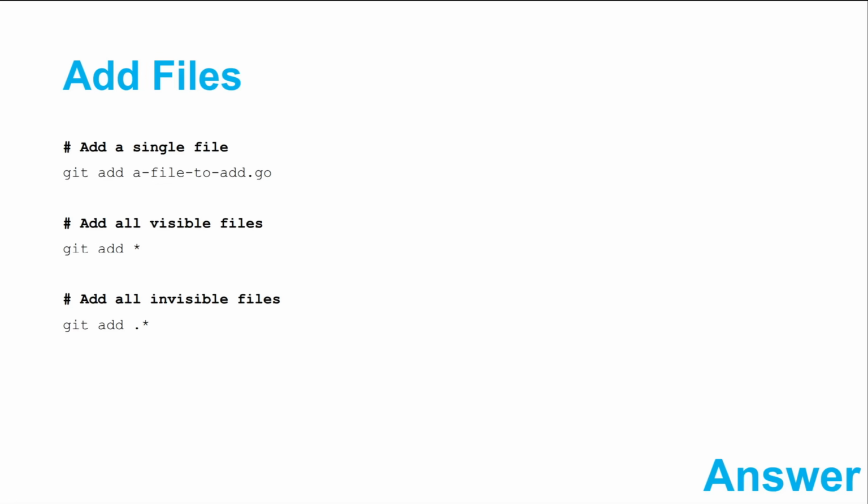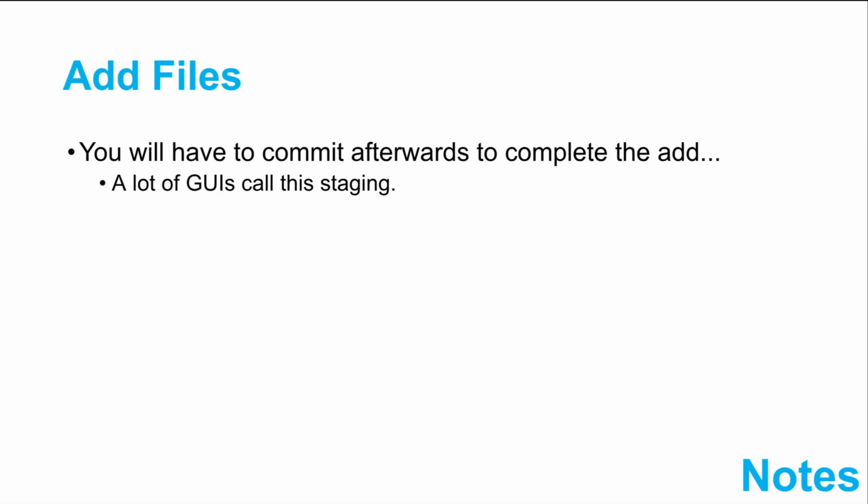So yeah, you can do all visible files, so git add and then asterisk. And then you can add all invisible files with git add dot asterisk. Because yeah, in Unix, anything that starts with a period is invisible. So even though the files are now added to the Git repository, it's staging. So it still needs to be committed to be made finalized.